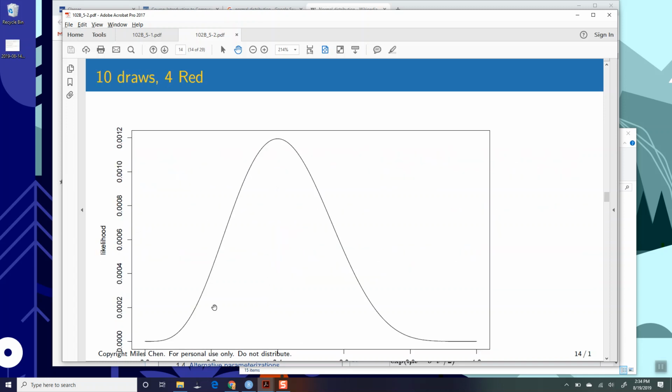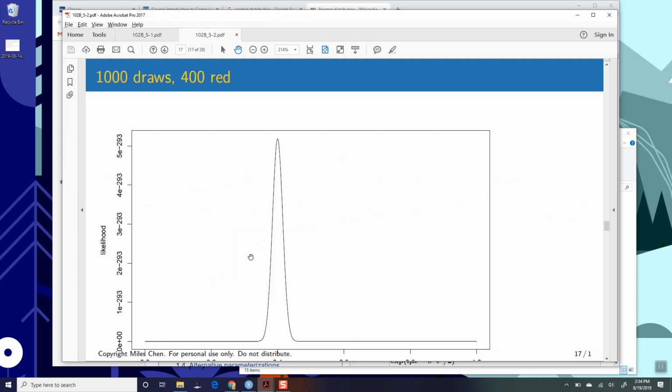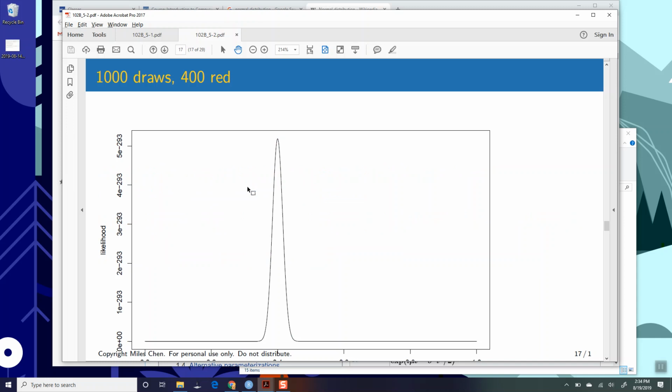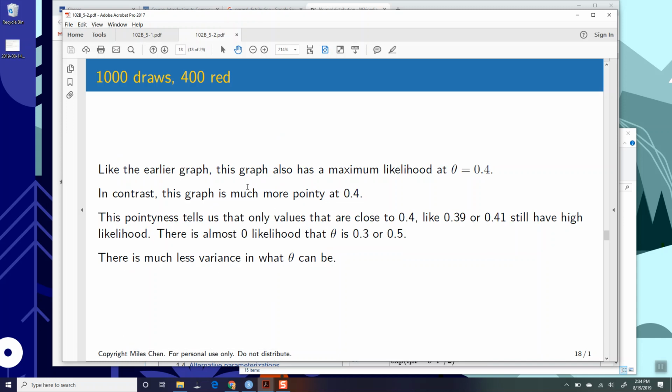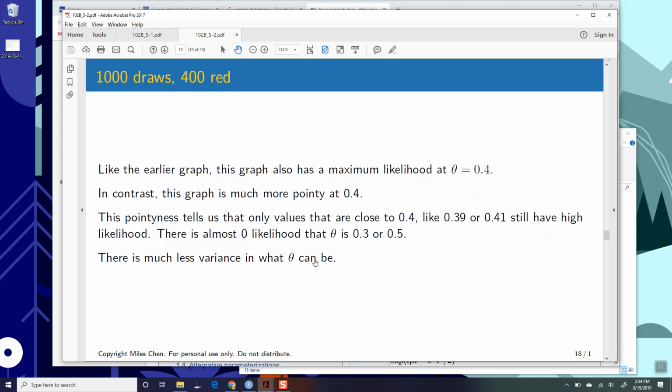Over here, it's a lot more gentle. Okay, slopes up, slopes down. Basically, the curvature is very great here. I use this term pointiness, but this one is a lot more pointy, so there's a lot higher curvature. And so the variance in what theta can be is a lot smaller. Okay, so we have a lot more confidence in our estimate of 0.4.